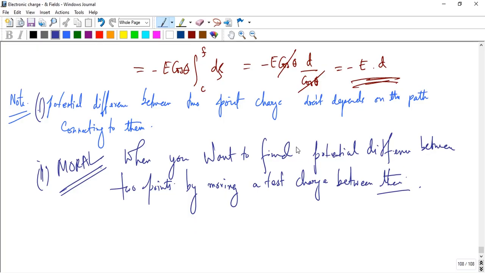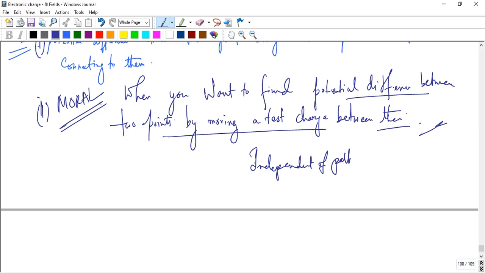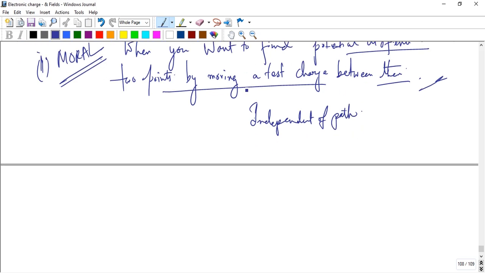Take an example for understanding this potential concept. They are independent of path: moving a test charge between the two points is independent of path. Okay, now take an example here.